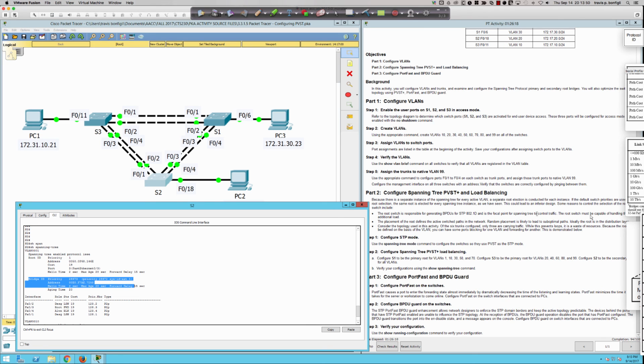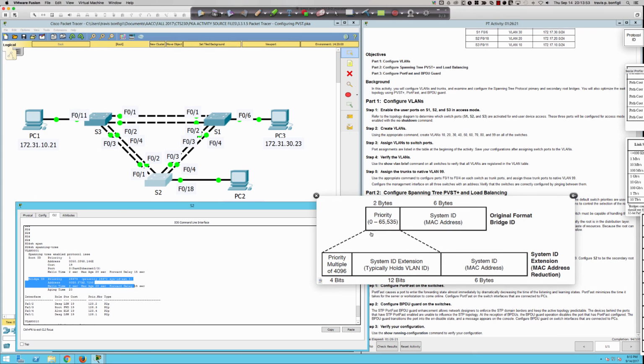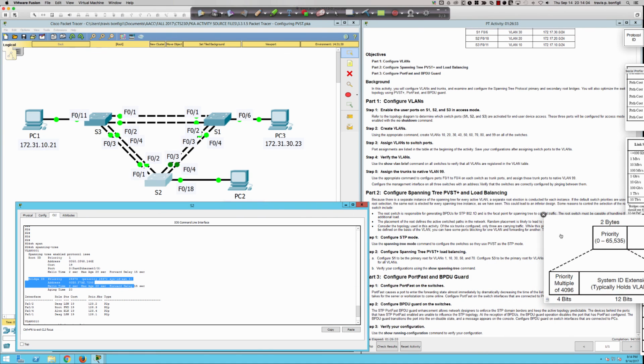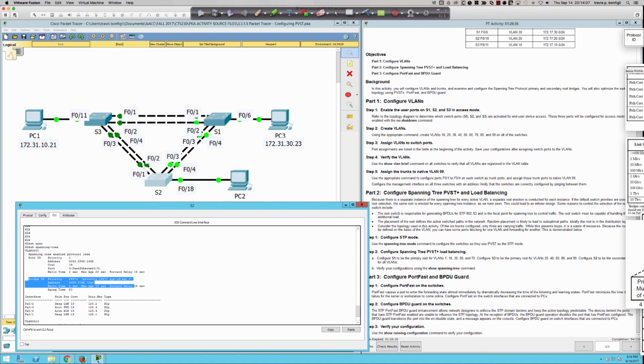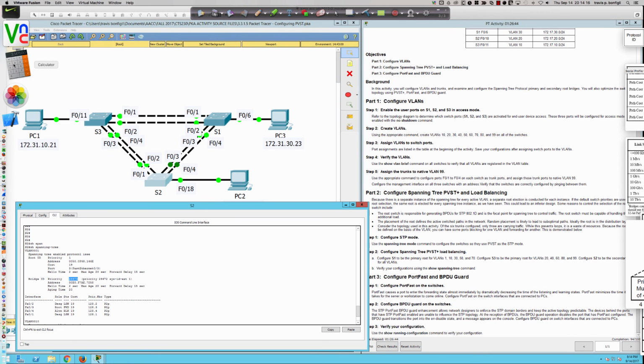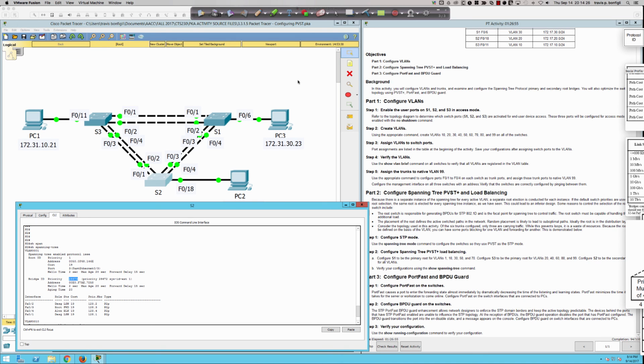I've got these images over here, let me wheel them out real quick. So remember, the priority is going to be in multiples of 4096. And what that macro does, when I said root secondary here on switch 2, you can see it says 28673. Let's pull the calculator up, because there's no way I'm going to be doing this in my head, and let's validate that this is actually true, right? So 28673, and the calculator is definitely taking its time.